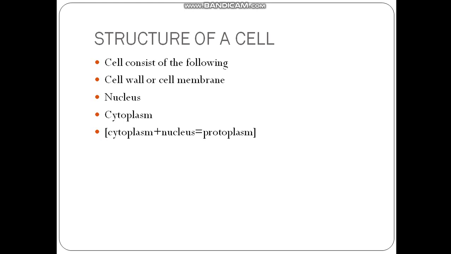In the case of a plant, the cell wall is found, and in the case of an animal cell, the cell membrane is found. It is the outer covering which covers the cell. Secondly is the nucleus. The nucleus is a very important cell organelle, and the third one is the cytoplasm. Inside the covering material, cytoplasm जो मौजूद होता है outer covering के अंदर. अगर हम न्यूक्लियस को निकाल दें तो अब जो इनर मटेरियल कहलाता है वो is called cytoplasm.